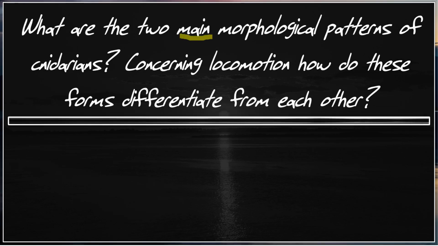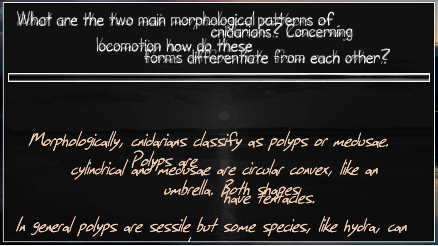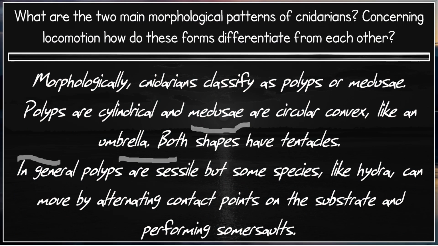What are the two main morphological patterns of Cnidarians? Concerning locomotion, how do these forms differentiate from each other? Morphologically, Cnidarians classify as polyps or medusae. Polyps are cylindrical, medusae are circular convex, like an umbrella.